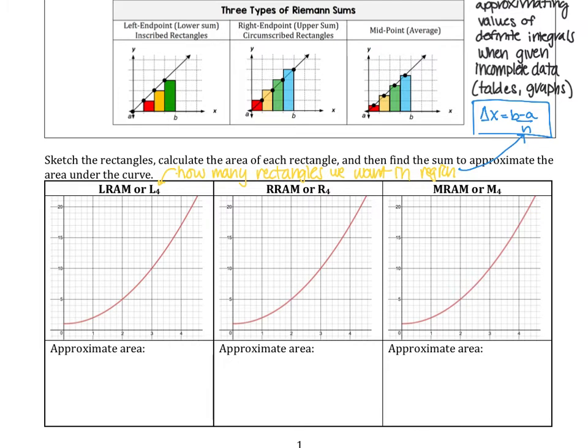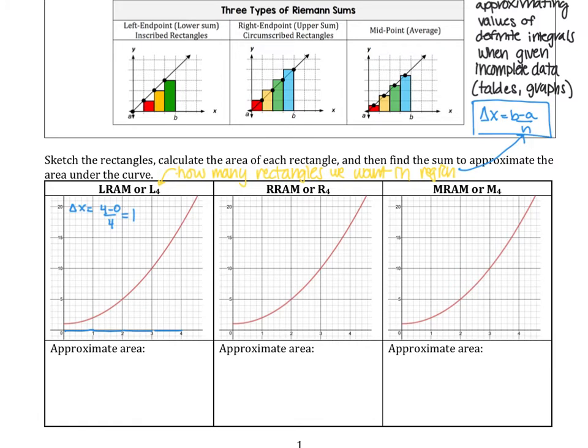So for this particular diagram, my delta x is going to be b minus a, so 4 minus 0, over 4, because it said we wanted to use 4 rectangles. So I know I want each of my rectangles to have a width of 1. And we can see that across the bottom here. If I look at all of my rectangles, I could divide this region into 4 rectangles, which is what I want, as long as the base is 1. Okay, so let's do a left-hand rectangle. Here's what that looks like.